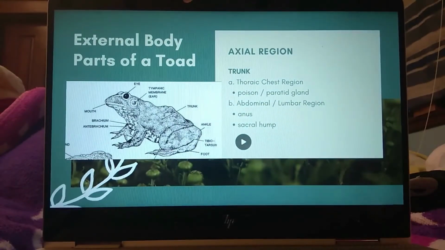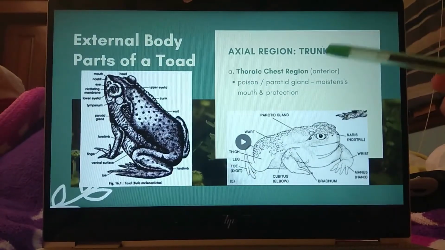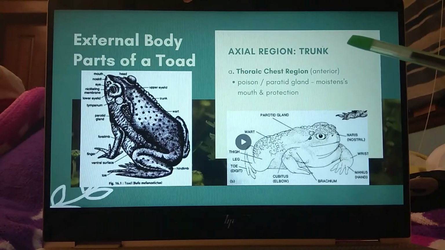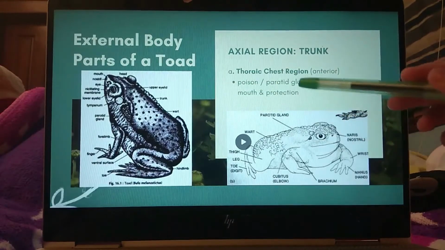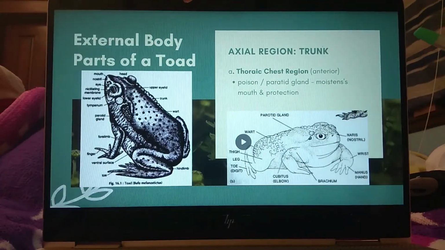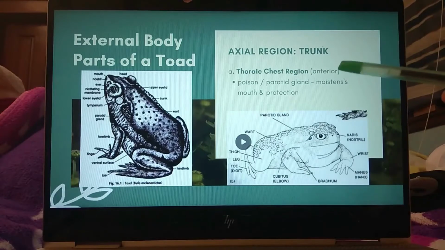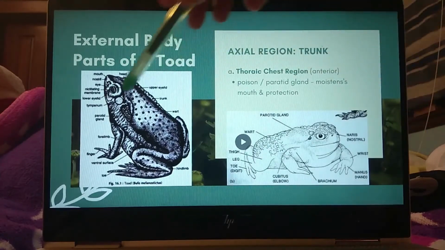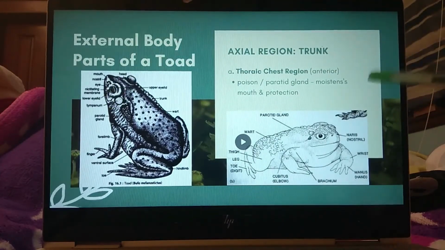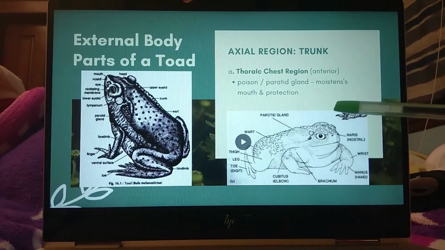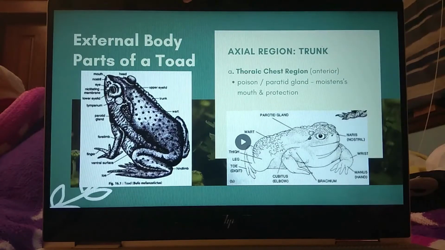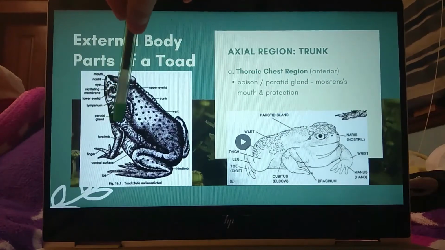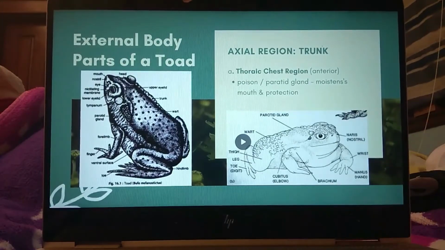So moving on, we will go to the thoracic chest region, which also has other parts, which are the poison and the parotid gland. The poison and parotid gland is the elevated structure behind the tympanum, again behind the eardrum, which functions by moistening the toad's mouth, and it also contains poison which can be used against predators. So here we have the parotid gland behind the tympanum, and over here we have the parotid gland.